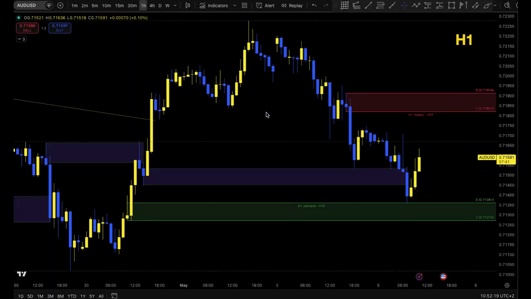Today we're going to be looking at Aussie dollar and we're going to look at it from a top-down analysis point of view. Looking at our 1 hour chart and seeing if we can get confirmation. So let's just analyze our H1 chart here.